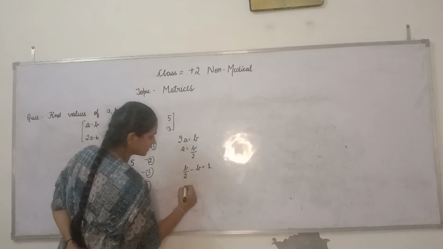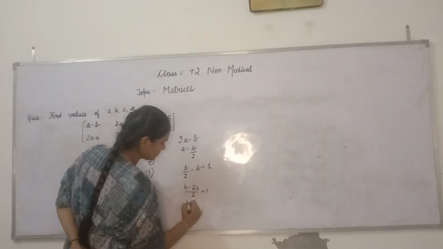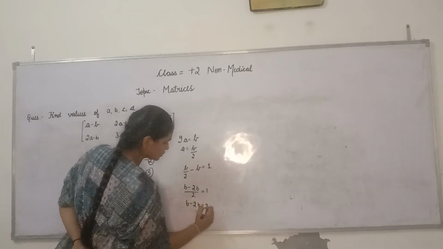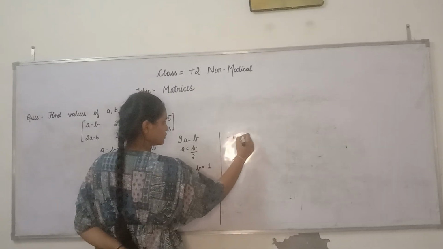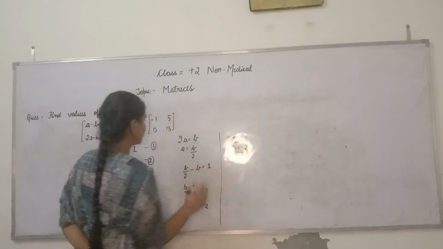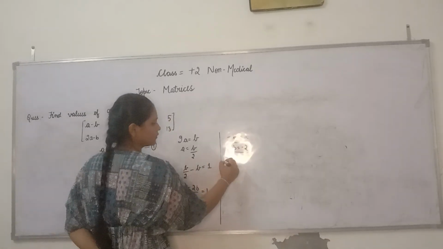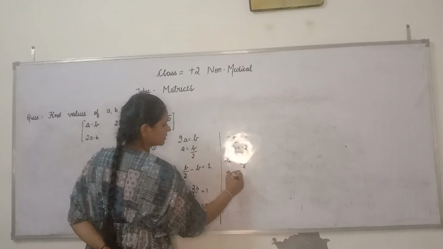Here LCM should be taken. B minus 2B upon 2. B minus 2B is equal to 2. Minus of B should be equal to 2. B is equal to minus 2. Again putting this value of B, we can get the value of A, that is -1.